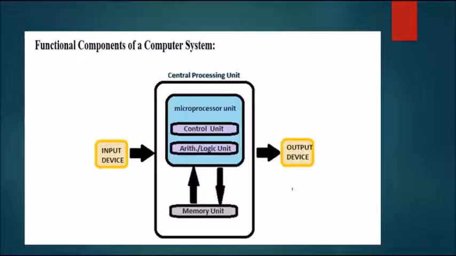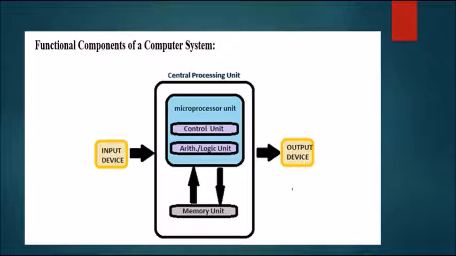So we will continue with the next topic, the functional components of a computer. Basically the computer consists of input device, CPU and output device. We will be studying each and every unit in detail. CPU is known as the heart of the computer. It is the central processing unit which processes the input and gives the output.